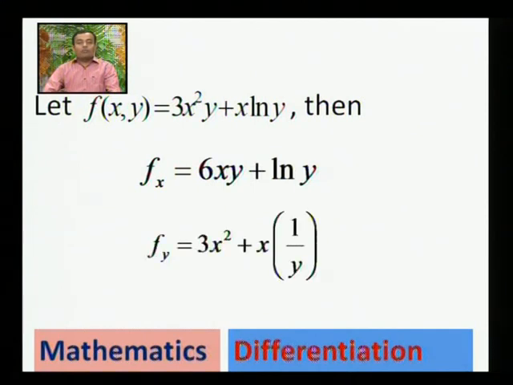Now f_y. In order to find the partial derivative with respect to y, we will treat x as a constant. So in the first term you can see 3x² will be constant and we will differentiate y with respect to y, and that is 1. Also in x ln y, we know that x is constant and the derivative of ln y with respect to y will be 1 upon y. So this will be the derivative of f with respect to y.